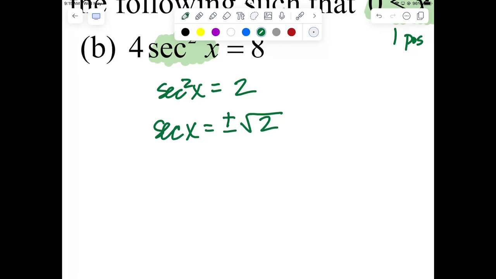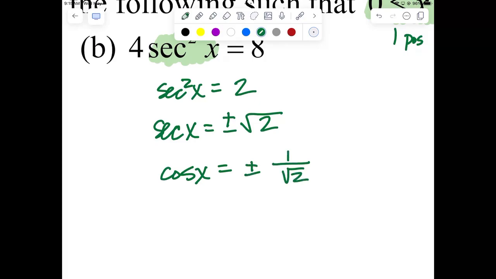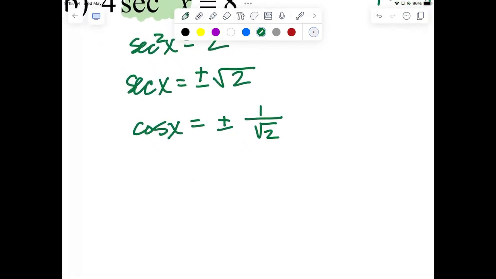Flip them. Flip them, yeah. If the secant ratio is plus or minus the square root of 2, then the cosine ratio must be plus or minus 1 over the square root of 2. Yes? Because cosine and secant are reciprocals of each other. Well, if I rationalize that now, plus or minus 1 over the square root of 2 is plus or minus square root of 2 over 2. And now I'm back on solid ground. I have a firm footing here.